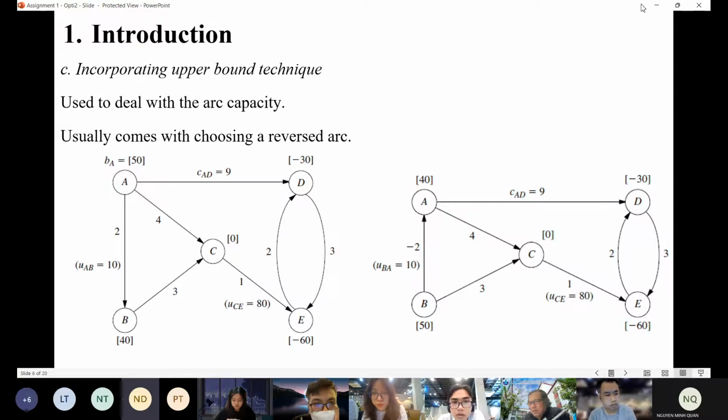In the process of solving, it is changing. Just the initial problem is figure 1. Is that okay? u_AB is what? u_CE is what? And c_AD is what?